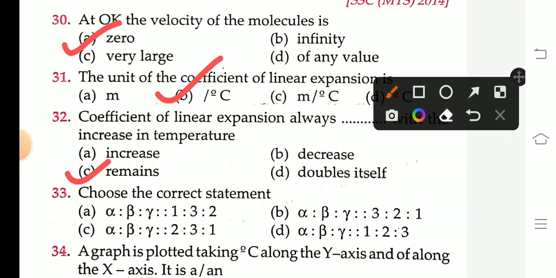Choose the correct statement. Right answer option D, alpha ratio beta ratio gamma proportion 1:2:3.